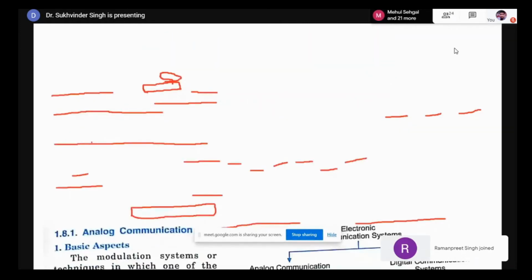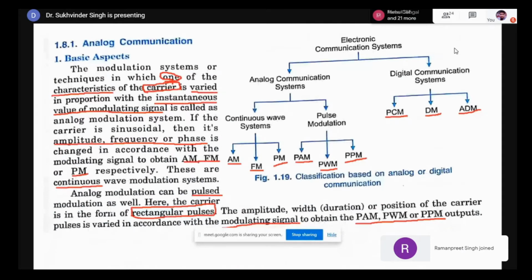So let us first discuss analog communication. In analog communication, we know the signal is in analog form. The signal is continuous. It varies continuously in amplitude, phase, frequency, or so. So we can divide an electronic communication system in terms of analog and digital, and the analog communication system can be further divided into two categories.